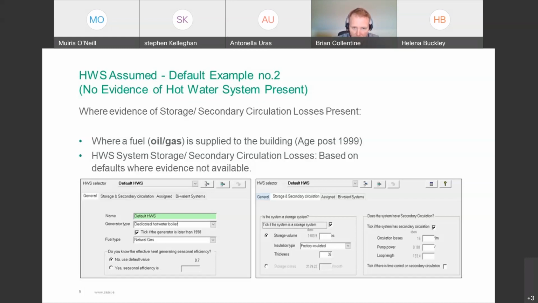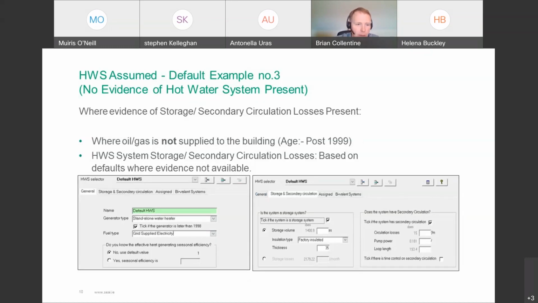We select storage system in this instance. We select factory insulated and 35 millimeters for a post 99 build. We'll talk a bit about where that comes from later on in the slides, but that is the default from A4.3. We leave the storage volume blank and it'll assume its own volume because we have no information on that. And here we have secondary circulation identified, so we tick secondary circulation, and as we've no details on circulation losses, pump power, or loop length, we can leave them blank. So fairly straightforward there.